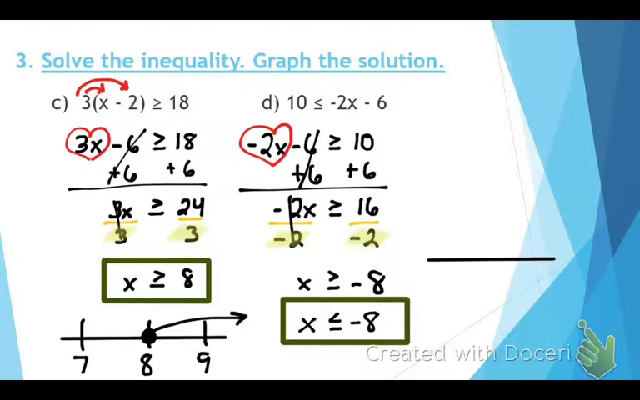All right, now we're going to graph it. John, what number goes in the middle? -8. And to the left? -9. And to the right? -7. Open or closed circle? Closed circle. Why? Because it's equal to. Very good, there's an equal to sign. And which direction should it go? To the left, because it says all solutions are less than -8.